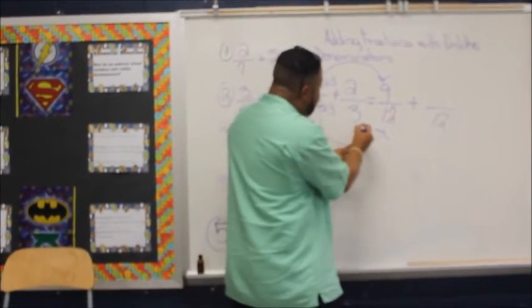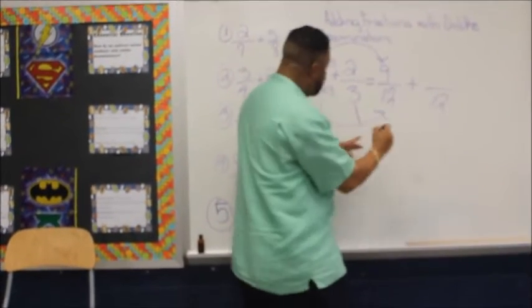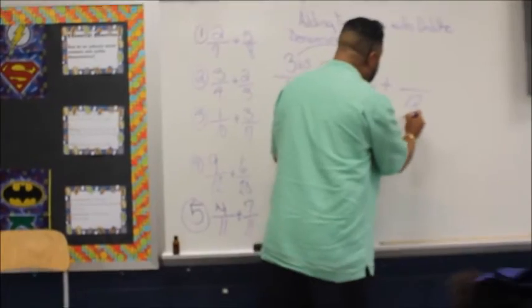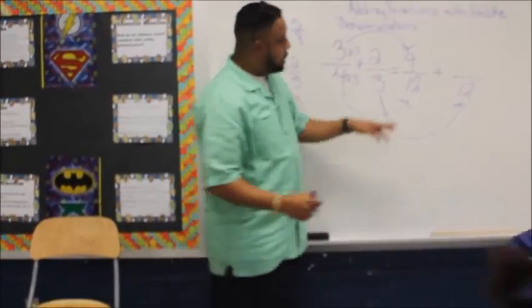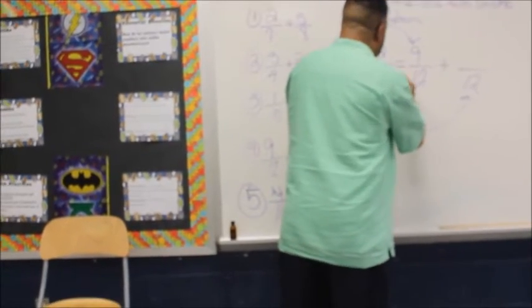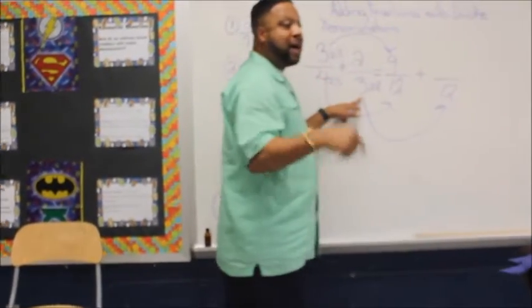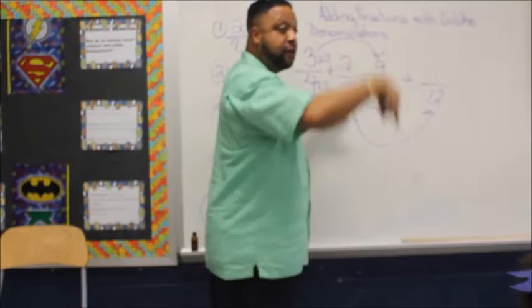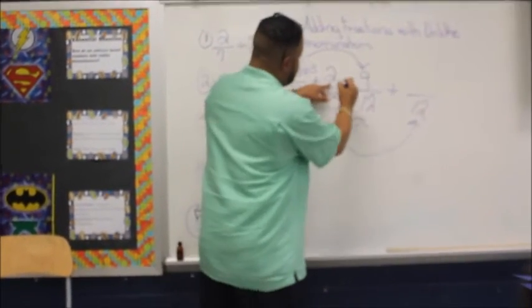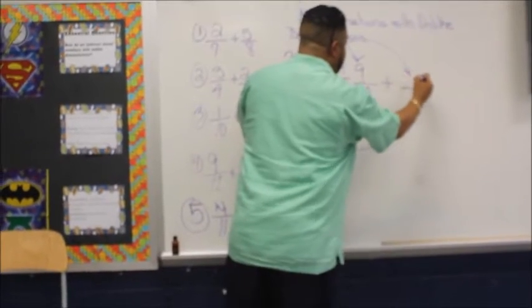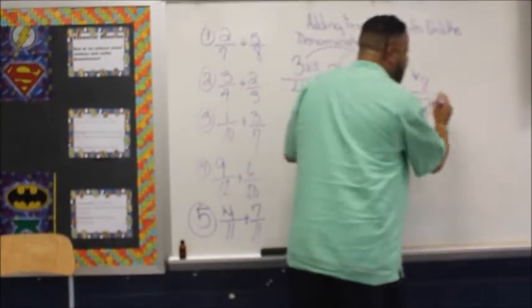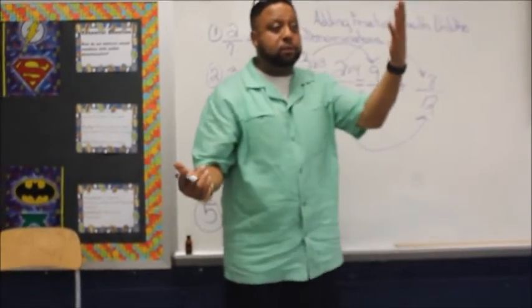Okay, so how do we change the 3 to 12? You multiplied it by 4. You multiply 3 times 4. And if I do it for the bottom, you have to do it for the top. So 2 times 4, and what number? 8. Very good.